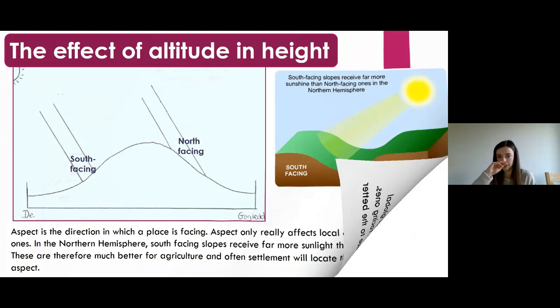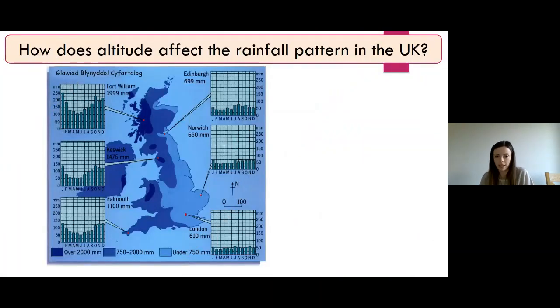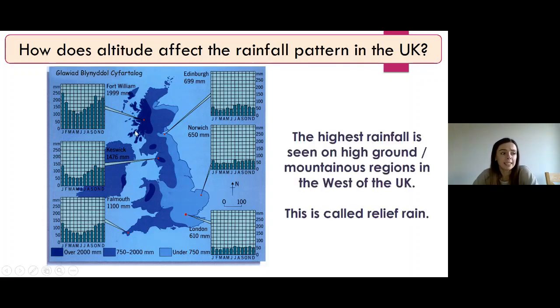So how much do altitude and aspect affect the rainfall? Altitude affects the rainfall pattern in the UK. Here we have a graph where the darker blue shows over 2,000 millimeters of rainfall annually. And as you can see, the west of the United Kingdom gets the most rain. But why? Okay, so the highest rainfall is seen on the high ground, the mountainous regions. And remember, rain is coming from the southwest, hits high areas and is forced upwards. And when air is forced upwards, it gets cooler, condenses to form clouds, which bring rain.